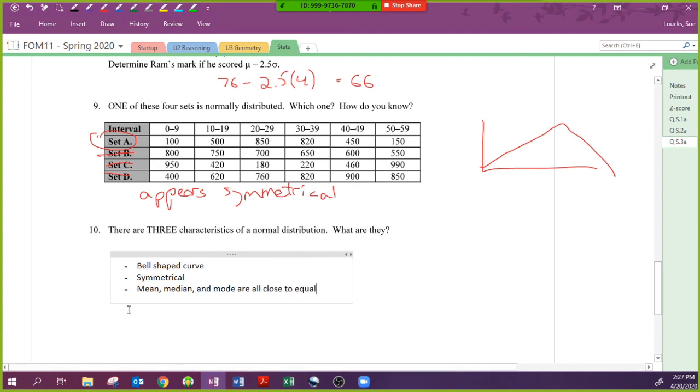Okay. There are more characteristics, like 68% of the data is within 1 standard deviation and whatever percent is within 2 standard deviations. But these are the 3 important ones that I'm looking for. Okay.